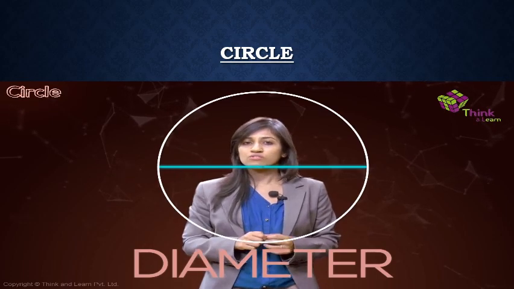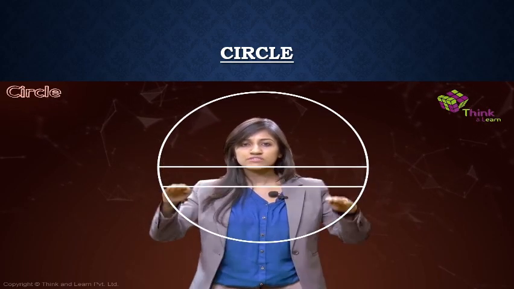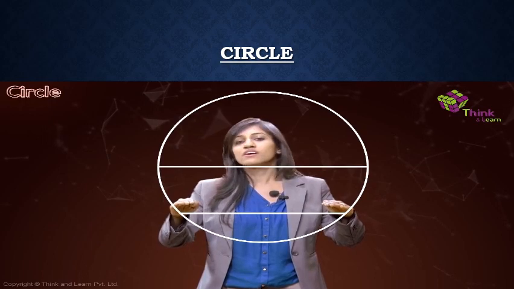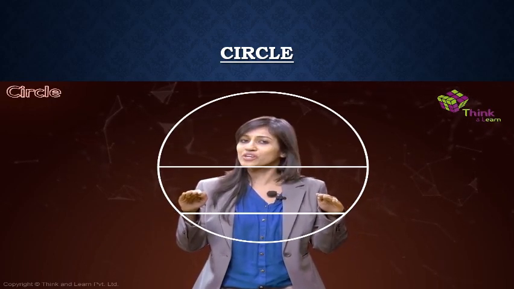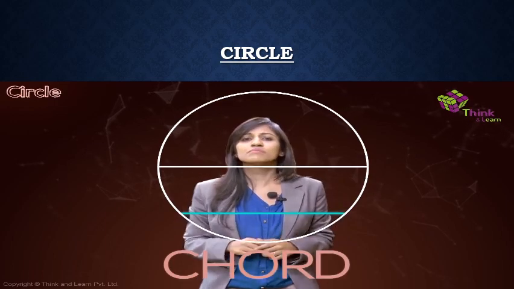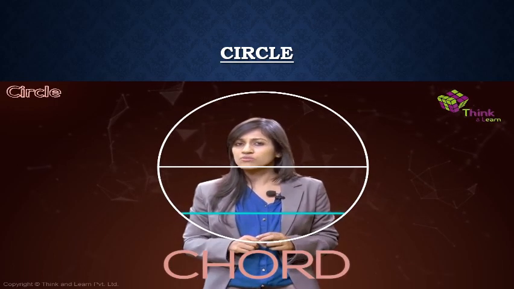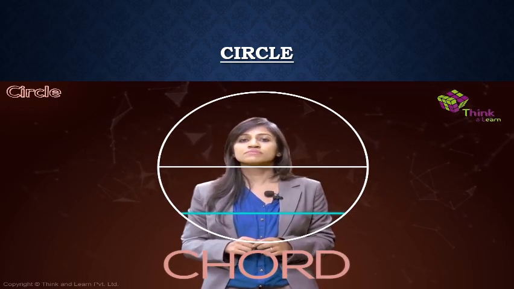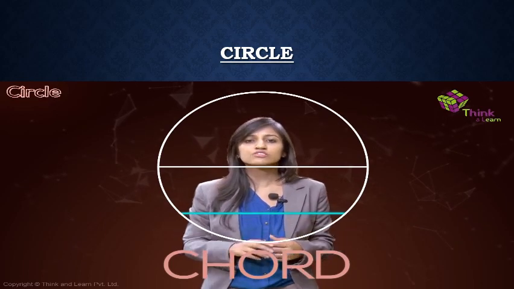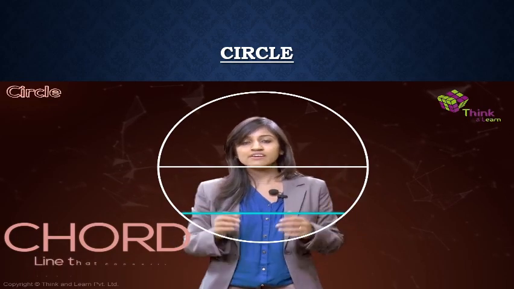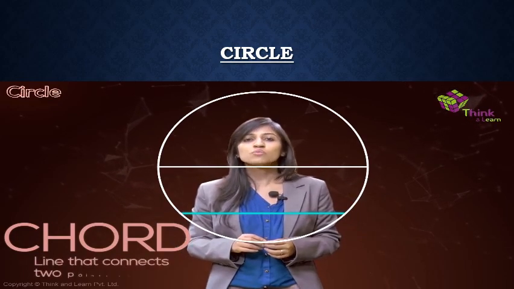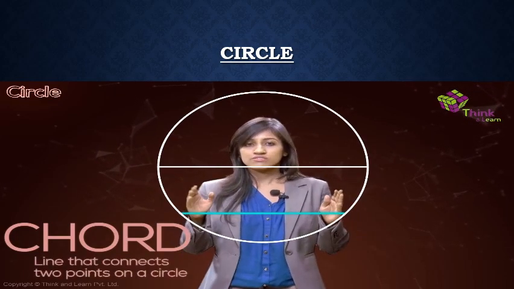Now, you may have a doubt. What happens if I do this? Well, nothing much. The line gets shorter and gets a new name, a chord. Very, very simple. And now you're struck with a question. Define a chord. Well, it's really easy. Let's do it together. A chord is nothing but a line that connects 2 points on a circle.